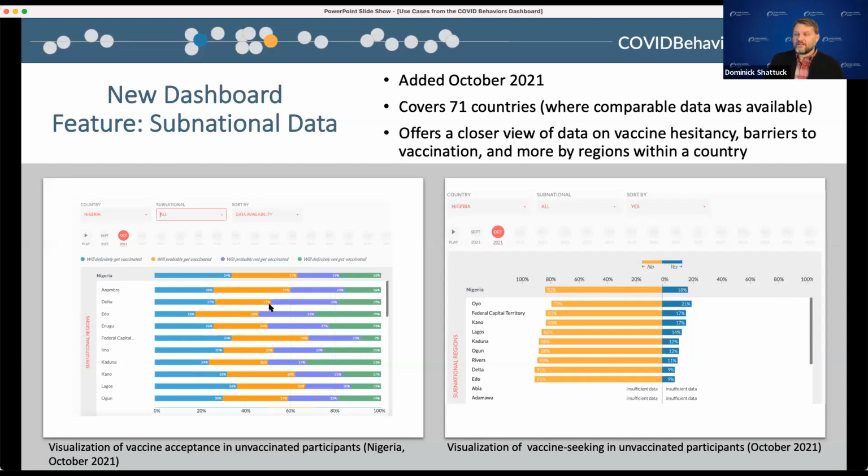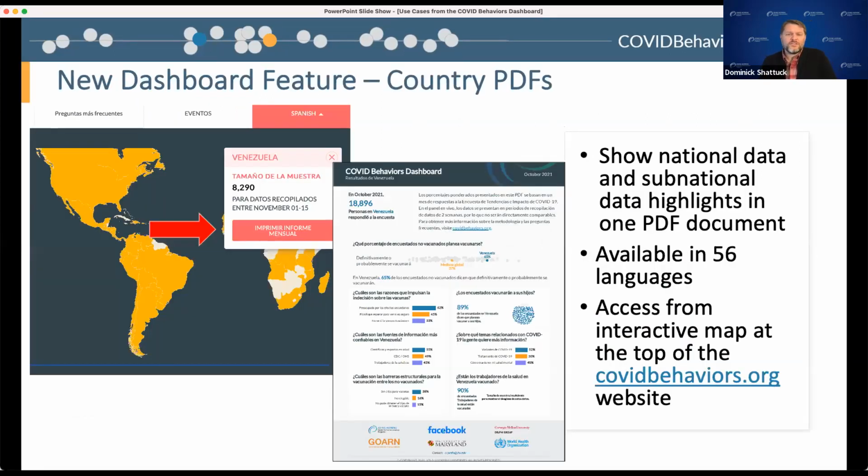There are also several new features. In October, we launched a subnational dashboard. Subnational data are available for 71 countries, and the subnational view allows you to see how behaviors and beliefs vary by state or province. The dashboard also now provides country reports that summarize the key indicators in an exportable PDF. These country reports are updated monthly and can be customized to include national and subnational data. These reports are available in 56 languages.